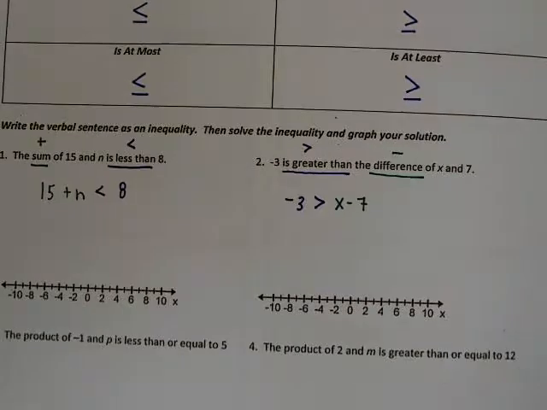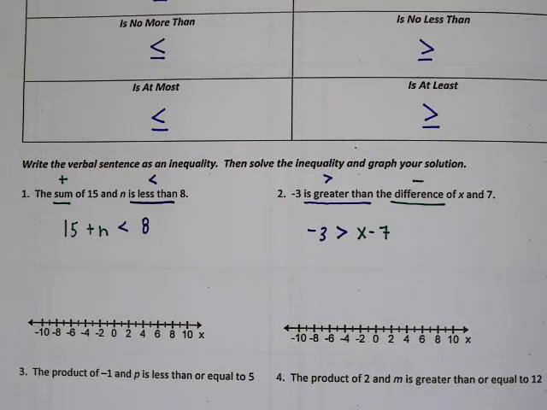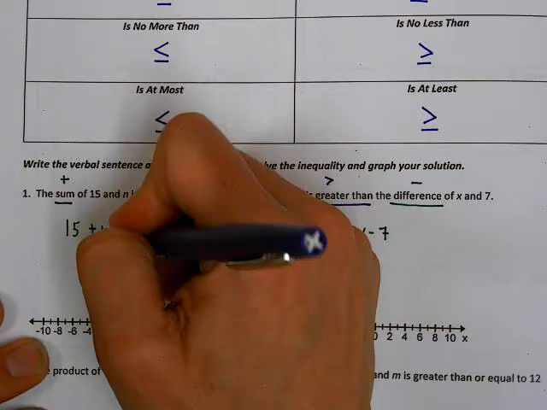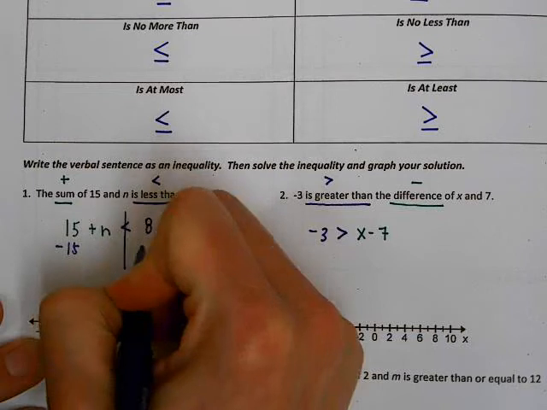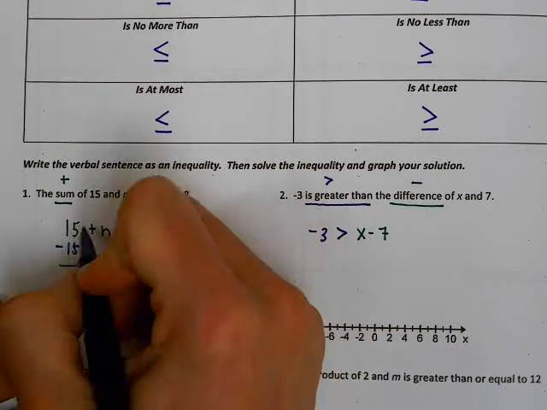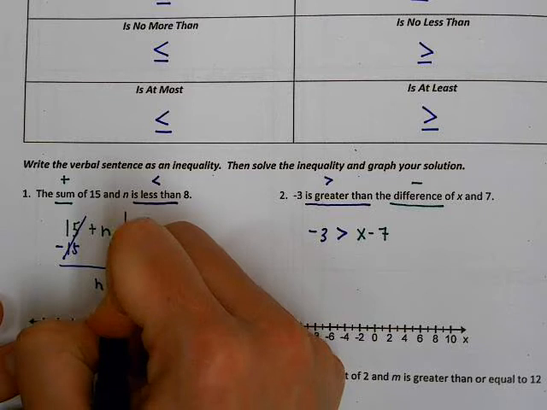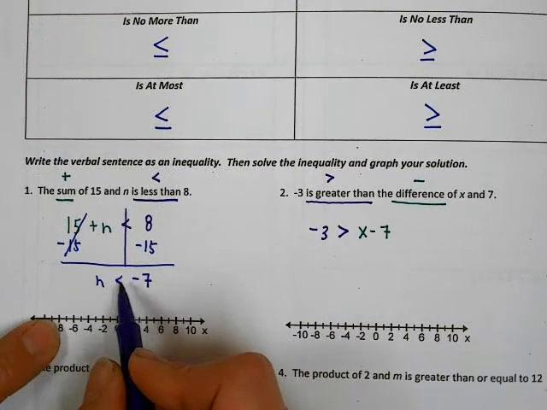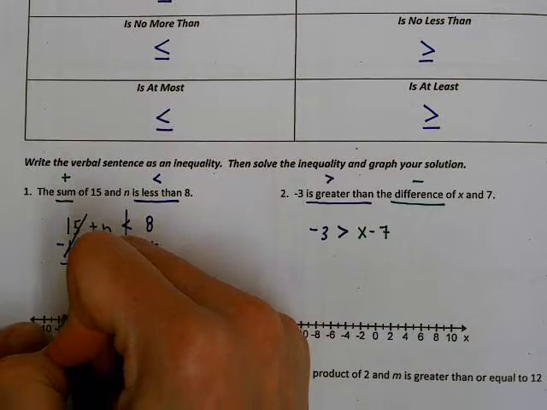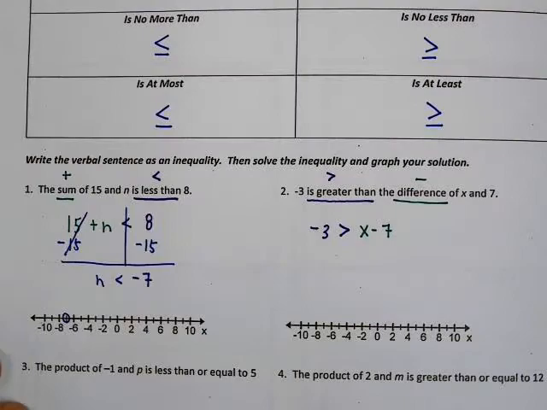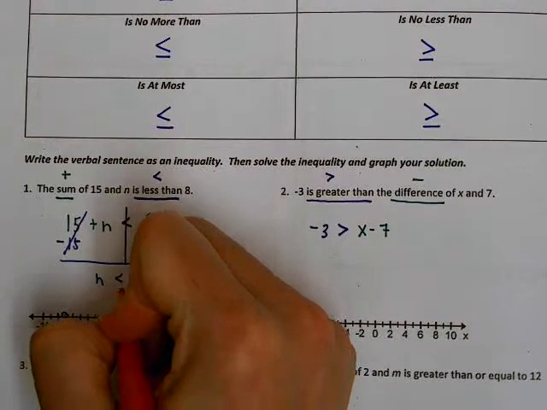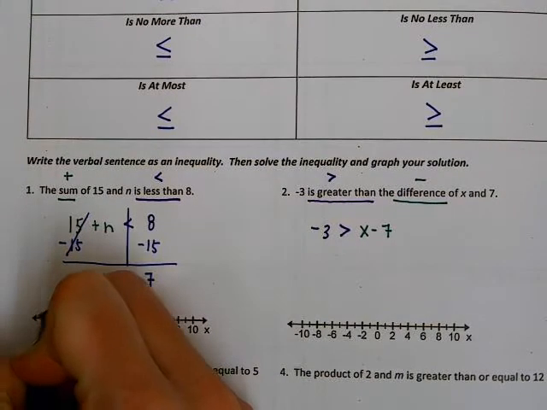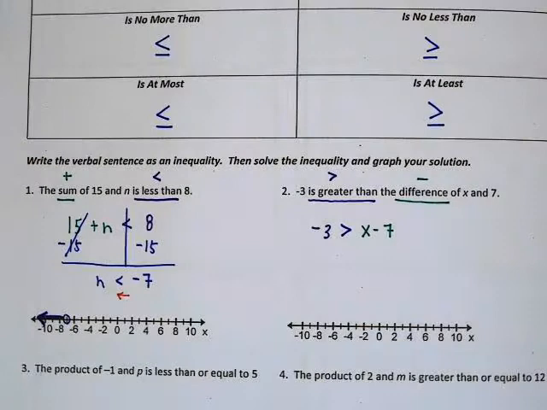So let me back up to number 1. If I were going to solve number 1, I'm solving it for n. I need to get n all by itself, so I'm going to subtract 15 from both sides. That's going to cancel, and I'm going to have n is less than negative 7. So I'm going to find negative 7. Since it's strictly less than, I have an open circle, and that inequality symbol is telling me that I can shade to the left. So that's what I'm going to do. And again, I put the arrow at the end to show that that continues forever.